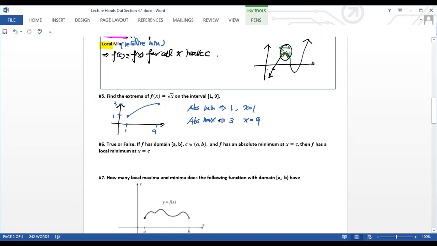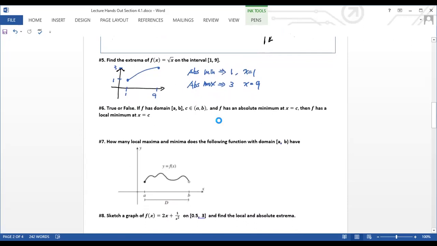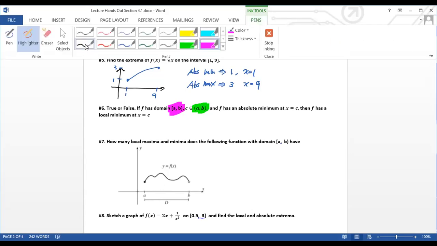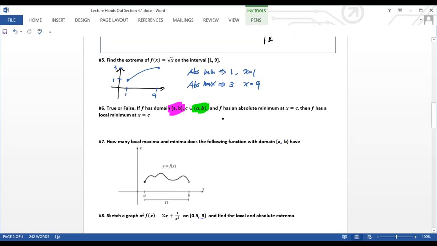Okay, now let's take a look at this one. It's very interesting. Let's take a look at number 6. Say f has domain a to b, and c is inside. Be very careful with the notation: this is an open interval here, and my domain is a closed interval. If f has an absolute minimum value at c, then we can say that f has a local minimum at c. Is this true or not?